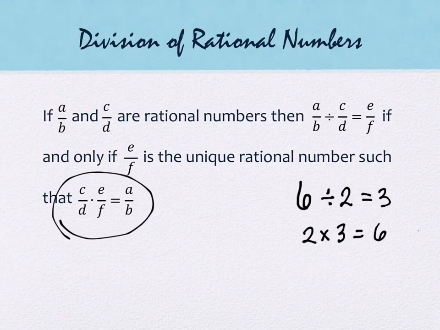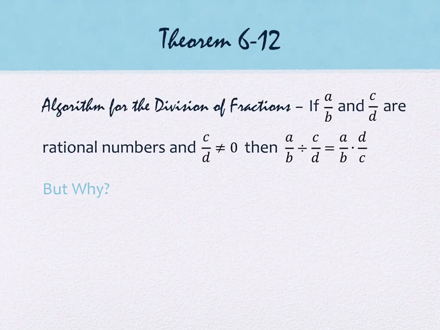All right, I'd like to show you an algorithm for the division of fractions and talk about why it works. So the algorithm for division of fractions says the following. If you have a over b and c over d and you're trying to divide them, a over b divided by c over d, then a over b is going to be multiplied by the reciprocal d over c.